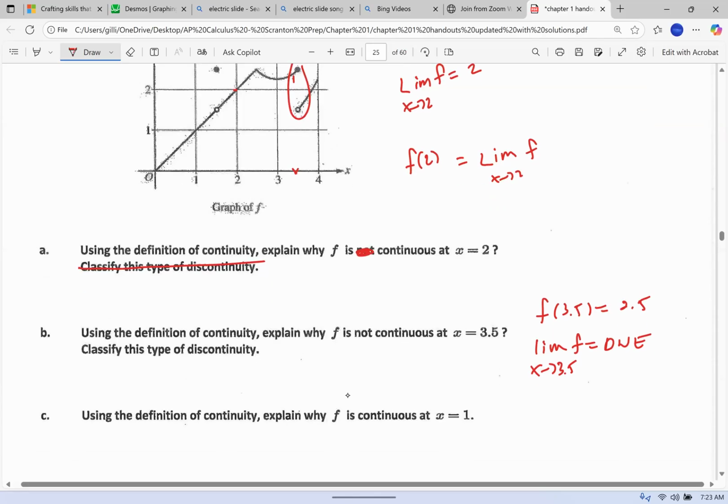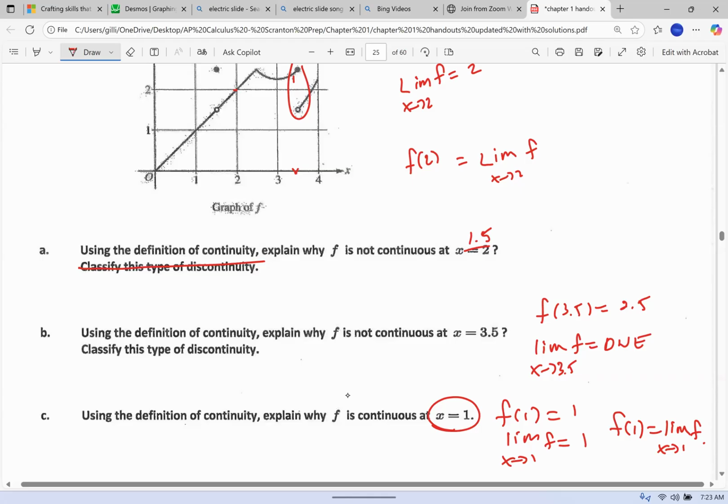And then I did say down here 1, so at x equals 1, it is continuous because f at 1 does equal 1. The limit as x approaches 1 of f is 1. And we need to say that f at 1 equals the limit as x approaches 1 of f. So probably back here, maybe I should have said not 2, but why it's not continuous at 1.5.